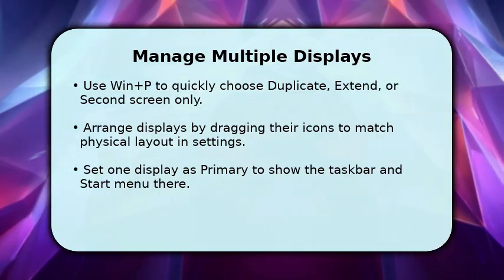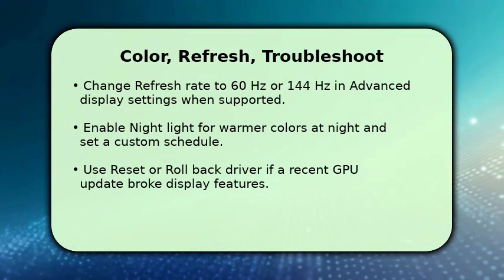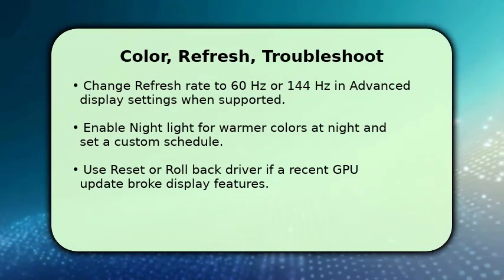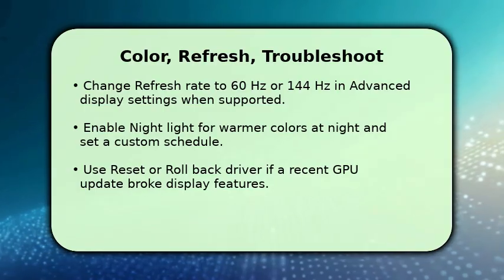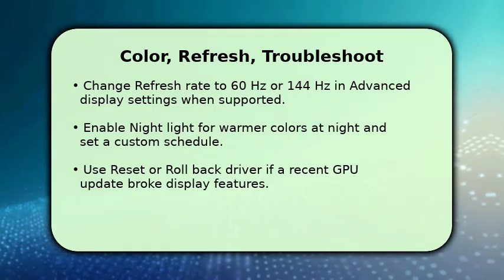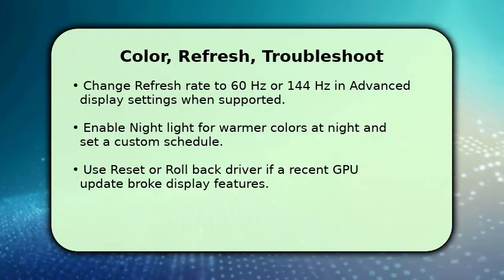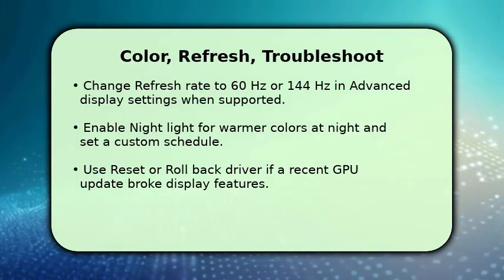Open Advanced Display Settings to change the refresh rate to 60Hz or 144Hz if your monitor supports those values. Enable Night Light to reduce blue light and set a custom schedule for evening hours. Toggle HDR and advanced color settings for compatible displays to improve contrast and brightness.